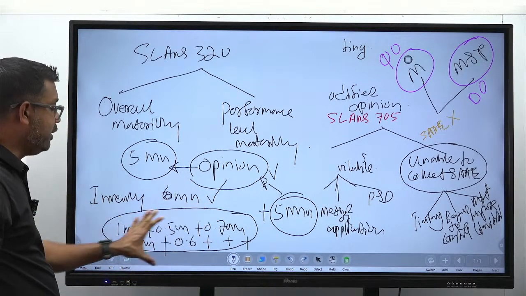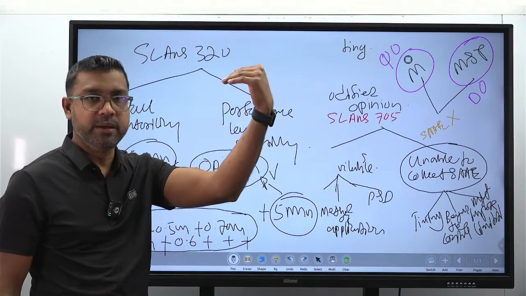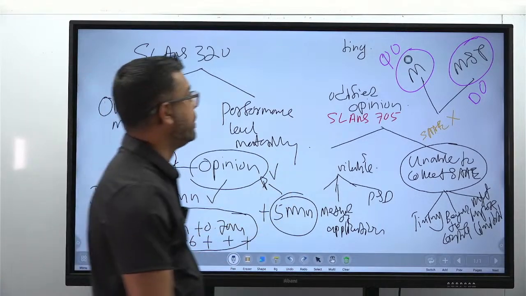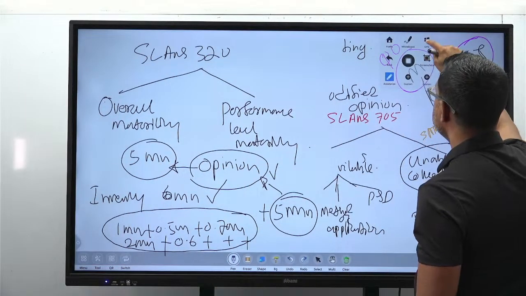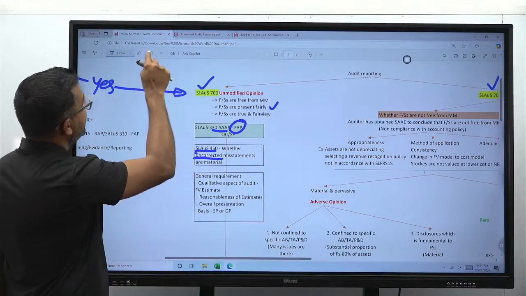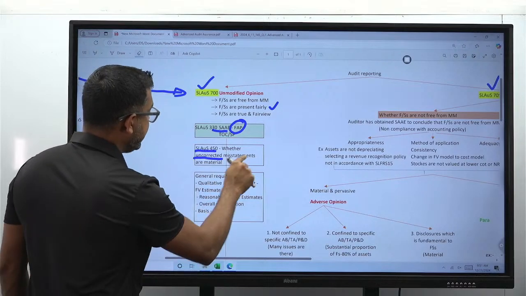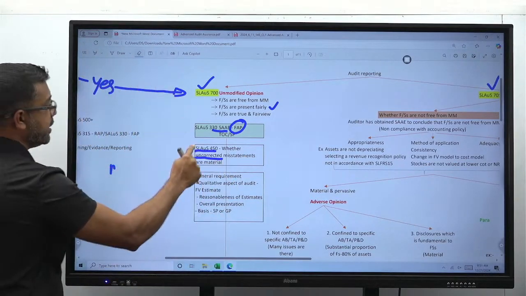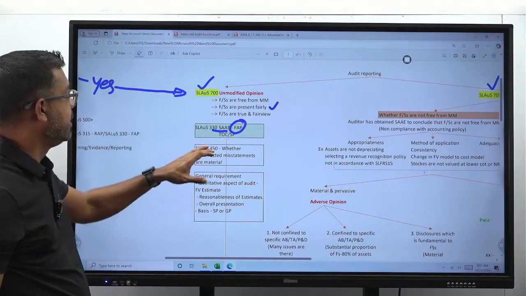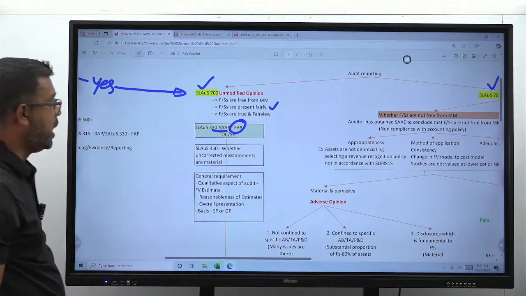If the cumulative impact of uncorrected misstatements is beyond, let's say, 5 million, which is overall materiality, then it has an impact on audit opinion. That's why SLAUS 450 wants you to evaluate whether uncorrected misstatements are material. If uncorrected misstatements are material, then again it will end up with a modified opinion. That's what you need to understand.